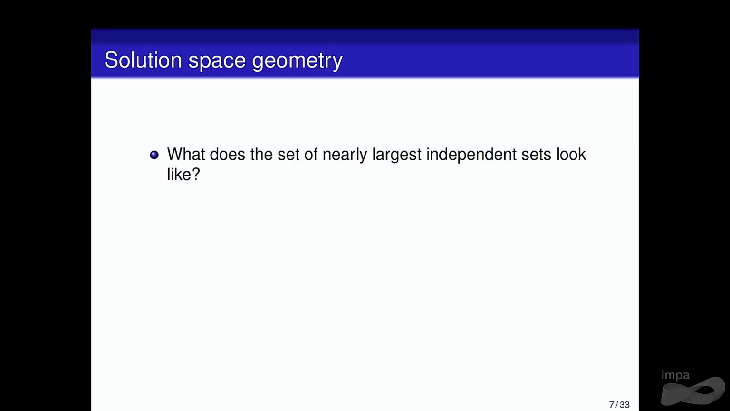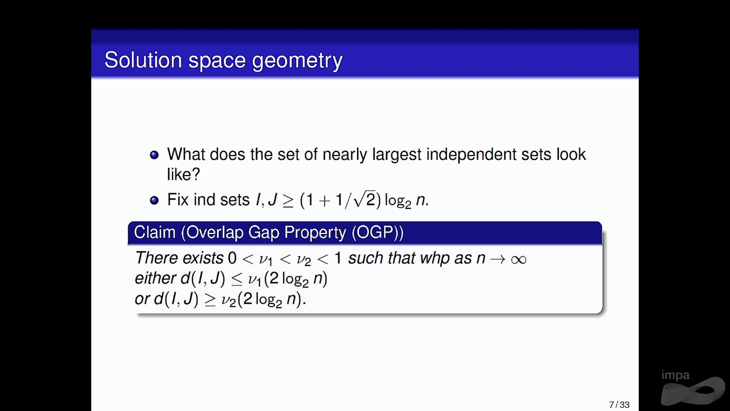And as it turns out, they look like something like this. There is a threshold which is 1 + 1/√2. The value is not terribly important. The important thing is that this is less than 2. At this value, the following thing happens. If you take any 2 independent sets with cardinality larger than this, so smaller than optimality but larger than this, so it's the right scale, then the following is true.